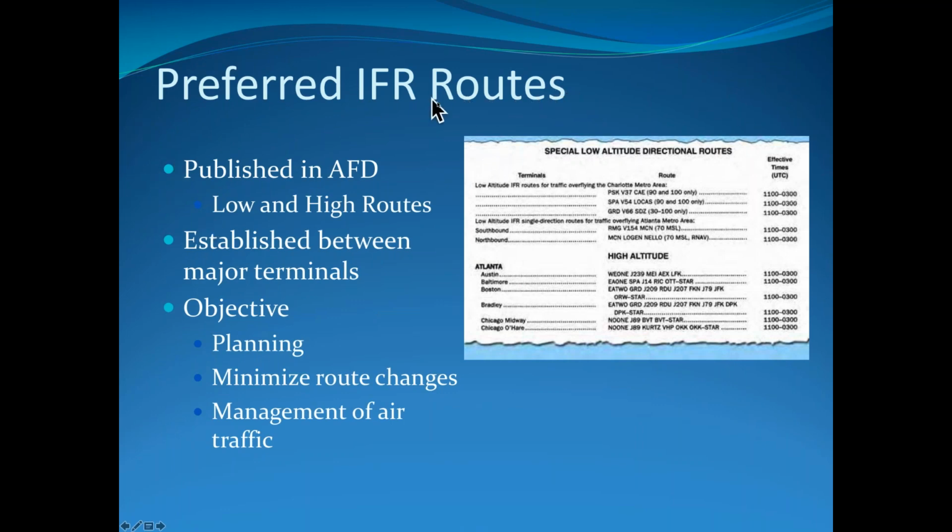So, preferred IFR routes. There are city pairs that sometimes have preferred IFR routes. These can be found in what we call the AFD, or Airport Facility Directory.